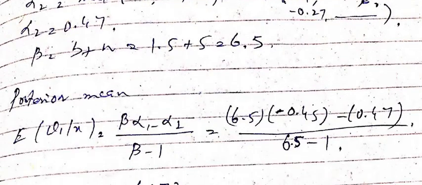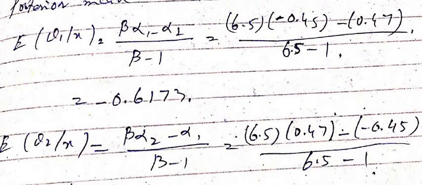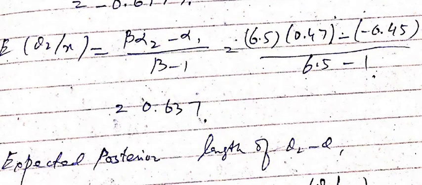Please down the slide. The posterior mean is equal to expected value of θ1 for given observation x, beta into alpha 1 minus alpha 2 divided by beta minus 1. After replacing the values, we obtain minus 0.6173. Similarly, expected value of θ2 for given observation x, beta into alpha 2 minus alpha 1 divided by beta minus 1. Replacing the values, we obtained 0.637.